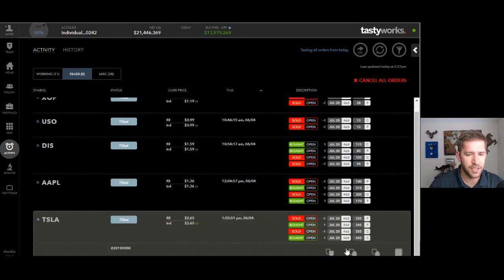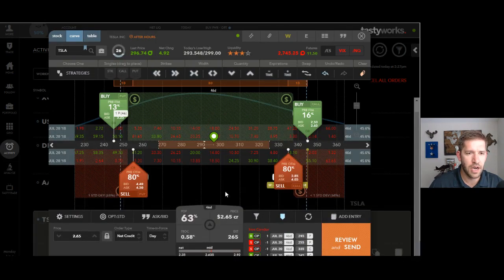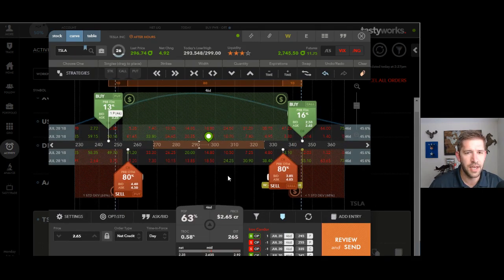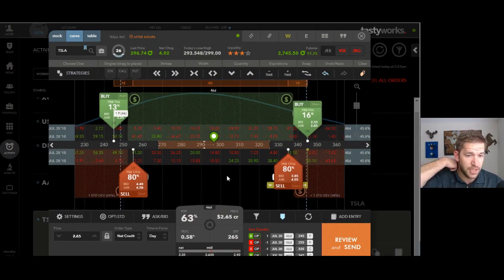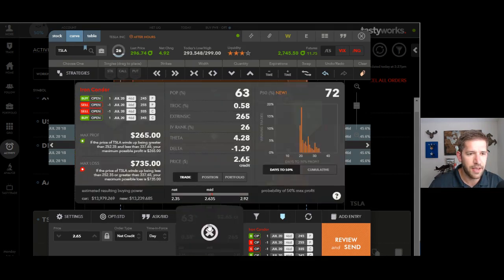And then with my Tesla trade, I don't commonly trade Tesla, but given that's where some of the volatility was today, and also, as you'll see here, the statistics make it look like a pretty attractive trade, I wanted to go ahead and dip my toes in the water. So this is a defined risk iron condor.